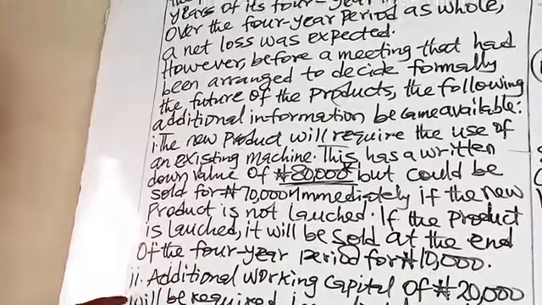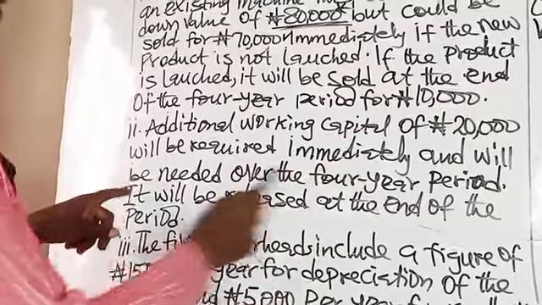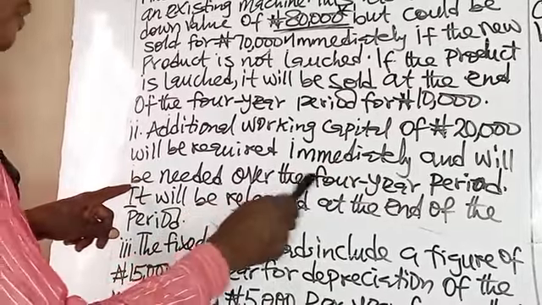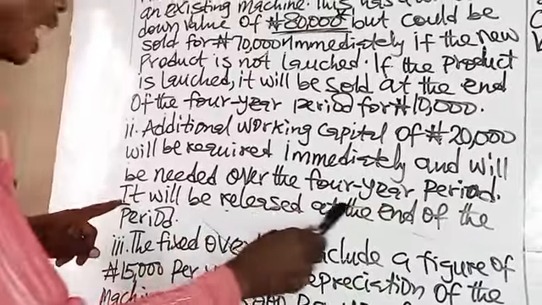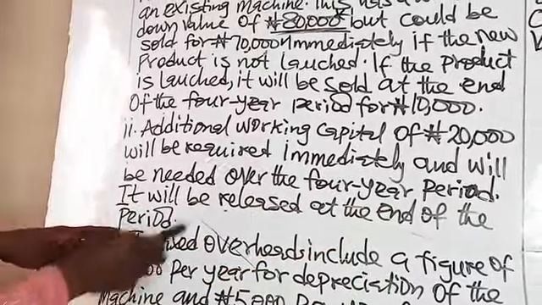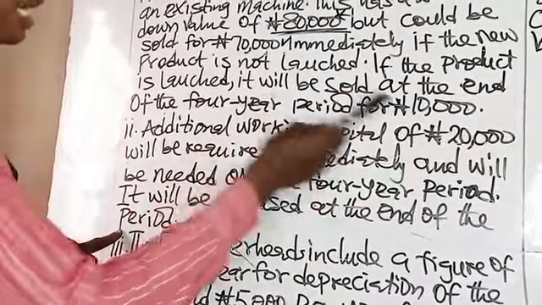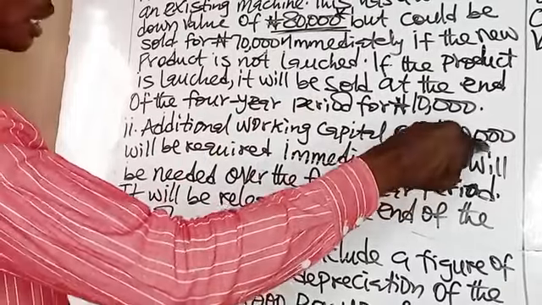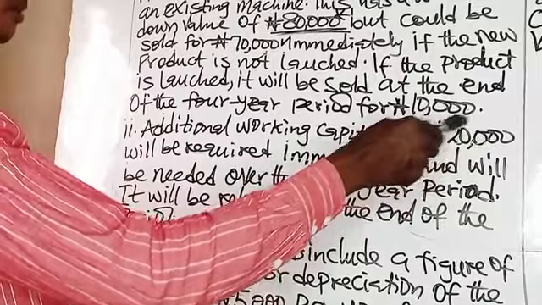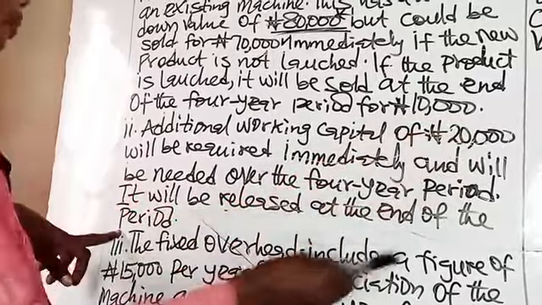Note 2, additional working capital of 20,000 will be required immediately, and it will be needed over the four-year period. It will be released at the end of the period. I've talked about working capital. I've told you that working capital should be treated as an outflow in year zero, and be recovered in full at the end of the project life, and then be treated as an inflow. So 20,000 will be an outflow in year zero, then an inflow in year four.